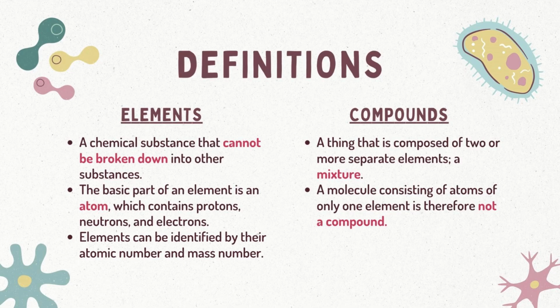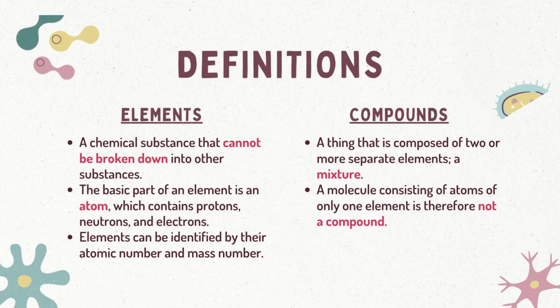While a compound is a thing that is composed of two or more separate elements. It is therefore a mixture. An example of this would be when hydrogen and oxygen are joined together, which makes up H2O or water. A molecule consisting of atoms of only one element is therefore not a compound.